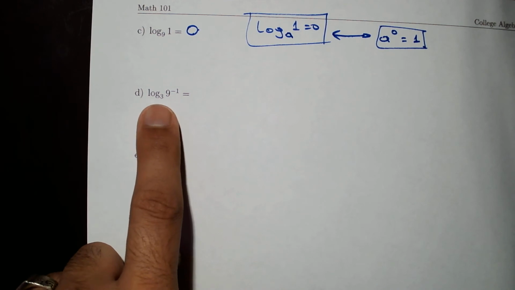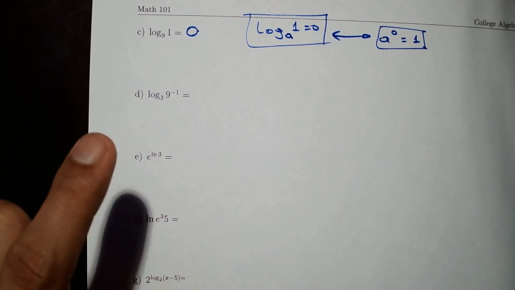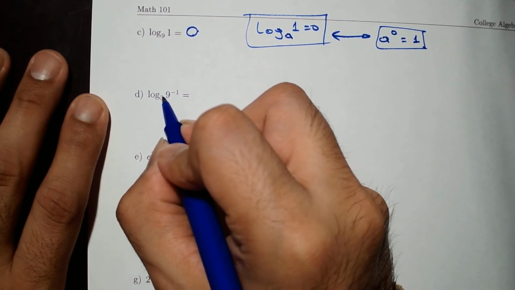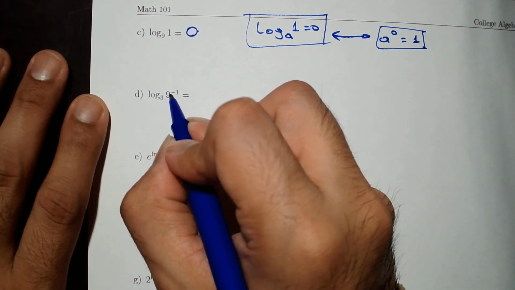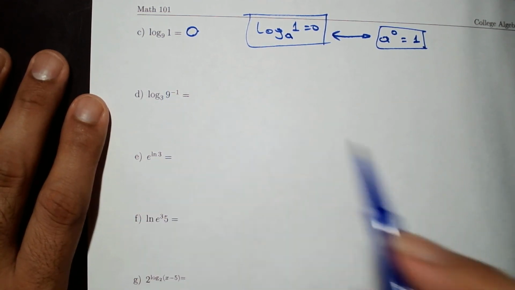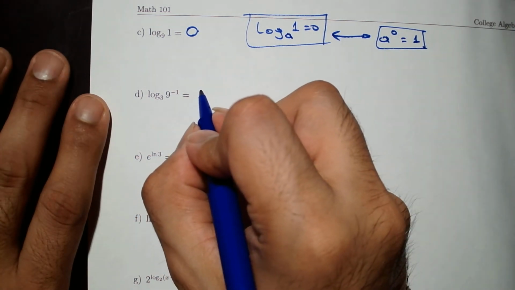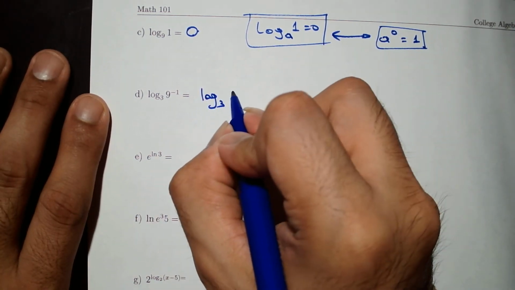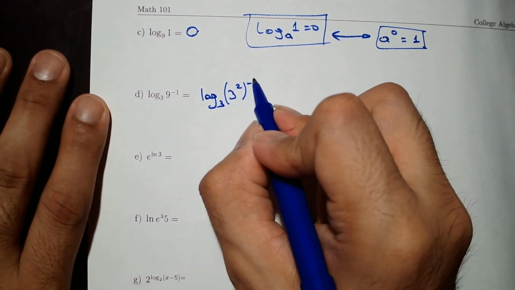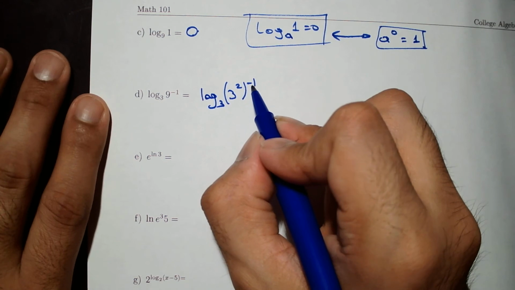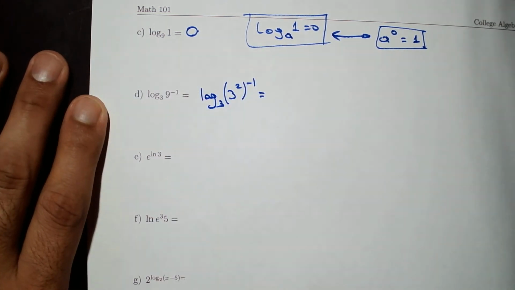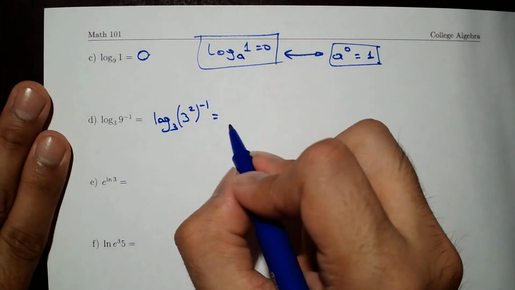Now let's evaluate this one, log base 3 of 9 to the negative 1. In this case, if you look at the numbers, the first thing you do is see if there is a relation power-wise. For example, the number 9 can be written as a power of 3. So I'm going to write log base 3 of 3 squared. But don't forget that this 3 squared, which is 9, is raised to the negative 1. Then I'm going to multiply these two powers, 2 and negative 1, the same way we did in the previous example.